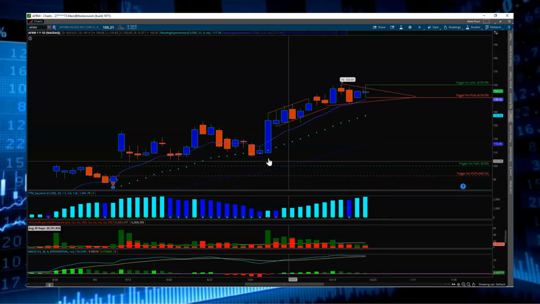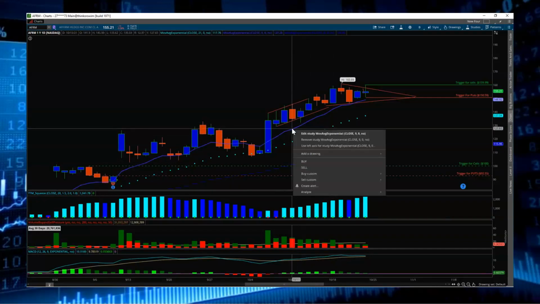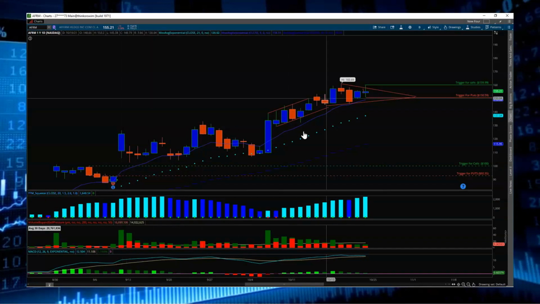But what I like to use is the 21. This dotted purple line is the 21 EMA, and this one right here, the royal blue one, is the 9 EMA. When the 9 crosses above the 21, that's bullish to me. I use those, right?